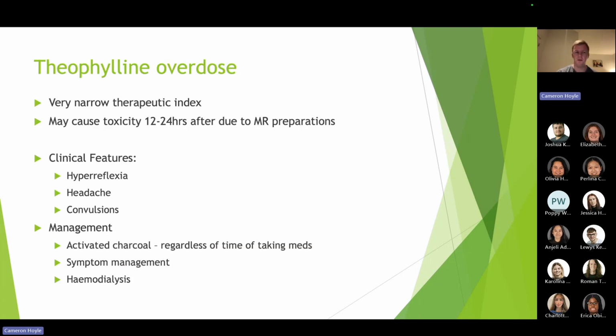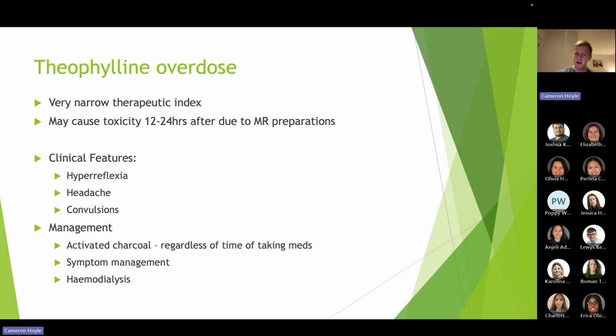Theophylline overdoses, just moving swiftly on. I'll just put this on one slide because it's not overly important, but it does come up in exams. Again, one of those drugs we don't use very often now because it's got such a narrow therapeutic index. It can cause toxicity within sort of 12, 24 hours just due to these modified release preparations, so please be careful.